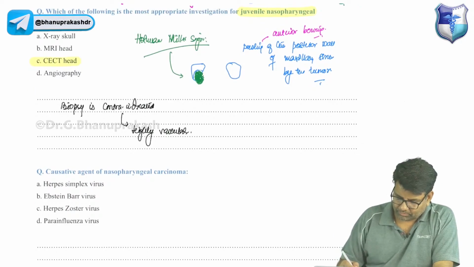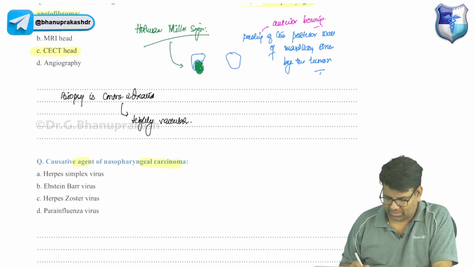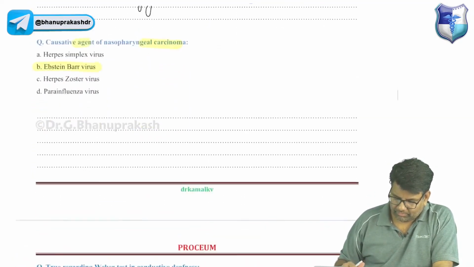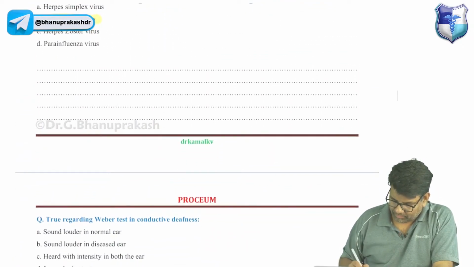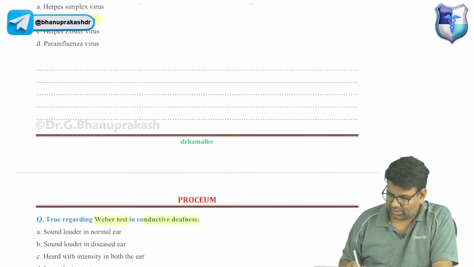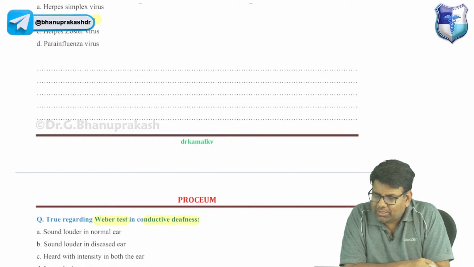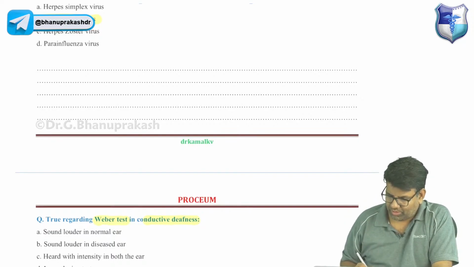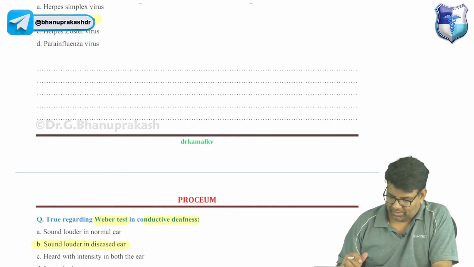Next question. Causative agent for NPC. I think everyone knows this. This is Epstein-Barr virus. Now, this is very interesting: Weber test, conductive deafness. Yes, all of you are right. Sound is heard louder in the diseased ear.